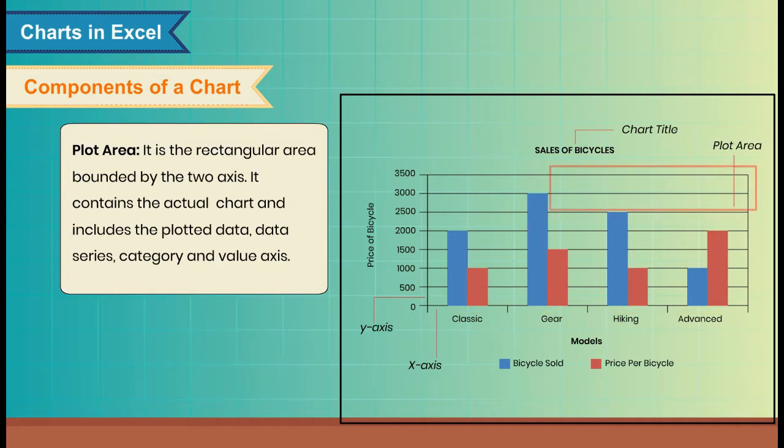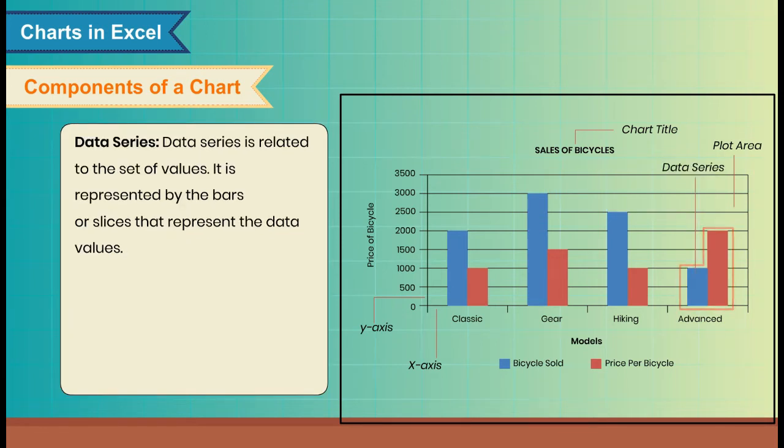Plot area. It is the rectangular area bounded by the two axes. It contains the actual chart and includes the plotted data, data series, category, and value axis. Data series. Data series is related to the set of values. It is represented by the bars or slices that represent the data values.